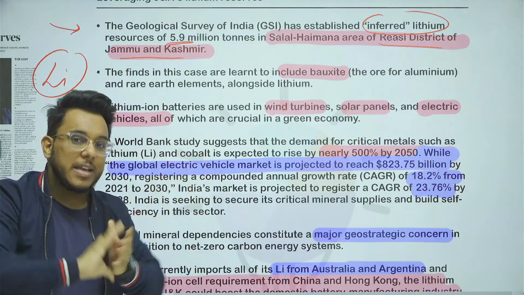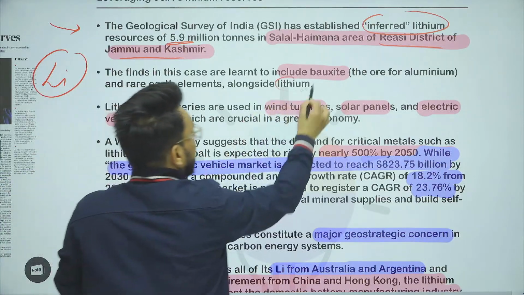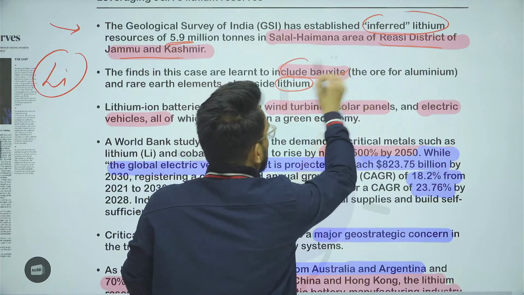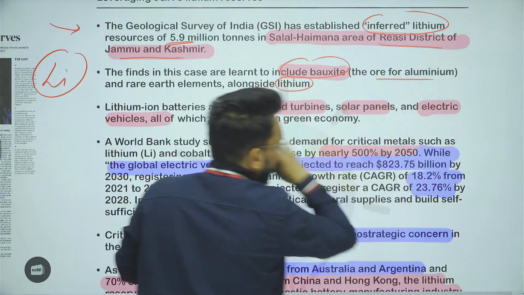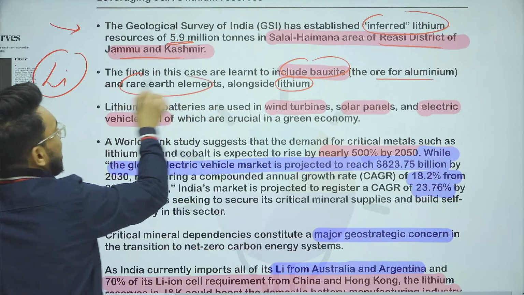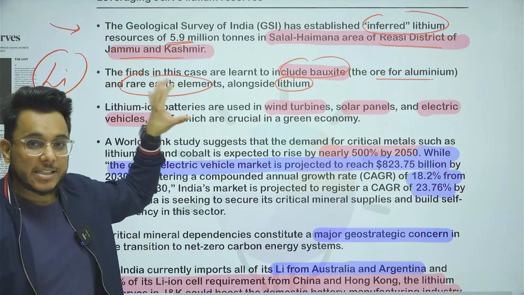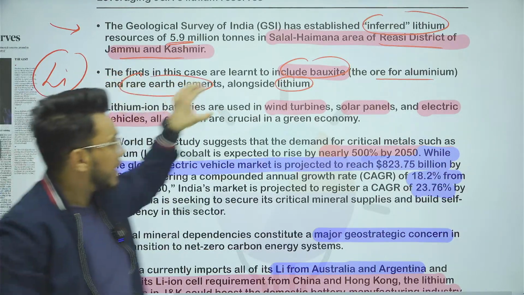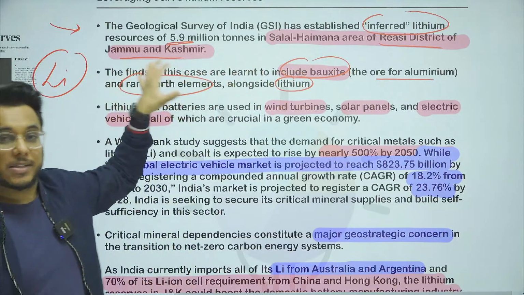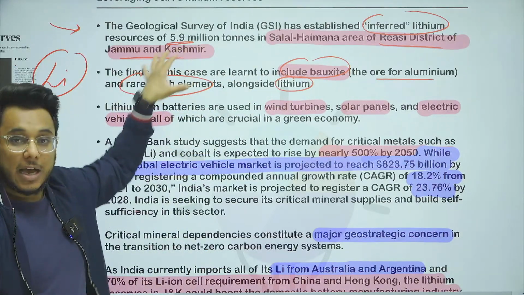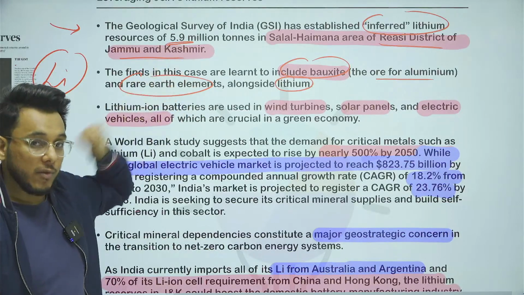It contains three elements. It contains lithium. Along with the lithium, it also contains bauxite, which is the ore for aluminium, and it also contains rare earth elements. So this finding in Jammu Kashmir, having lithium, bauxite and rare earth elements, is very, very important from the economical and geological point of view for India.